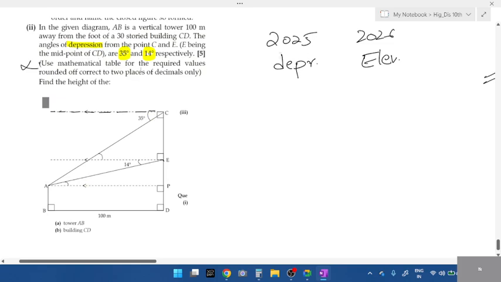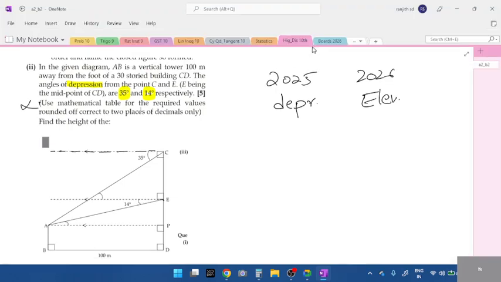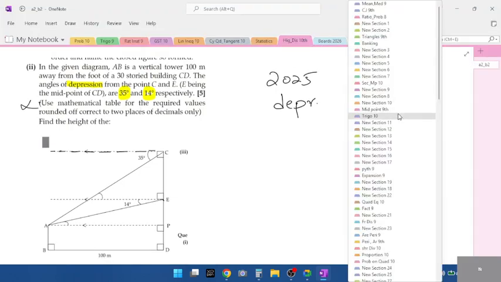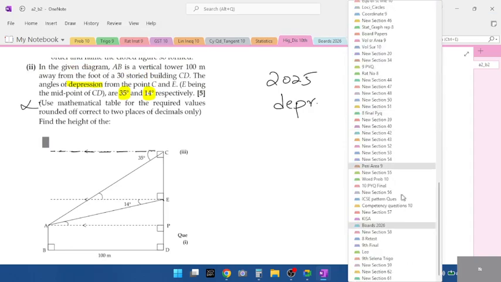Angle of depression question. It was asked in 2025, and previously what we solved was 2026. Which one was that? Elevation or depression? It was angle of elevation. So from this you can easily predict. Every year they change, students. Alternate years they give.